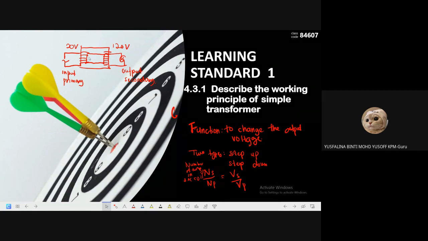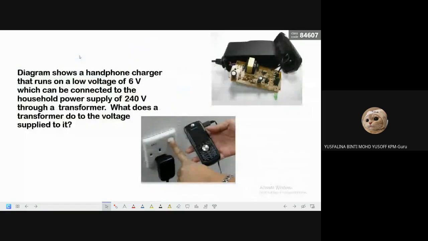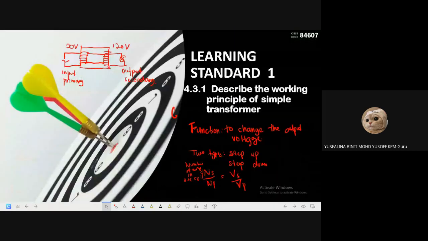Okay, so the number of turns, you have to calculate this part. Okay, how many turns it has. So that is basically what you learn for the transformer. So remember, a transformer can only function when you use AC current because we need a changing magnetic flux there. And this also uses the electromagnetic induction principle. Sometimes they ask you what principle the transformer uses? So, electromagnetic induction.